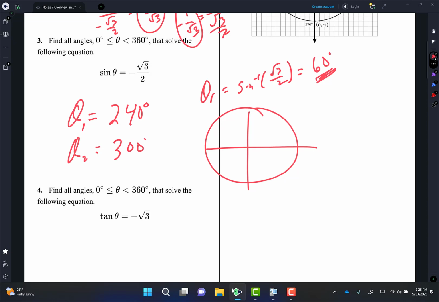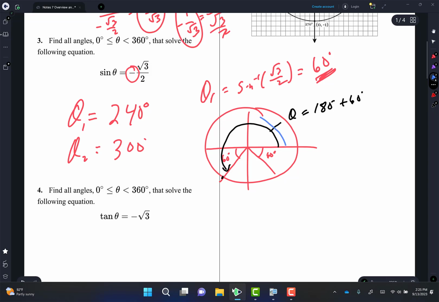I told you where's arc sine 60 degrees? Arc sine square root of 3 over 2. Where is sine square root of 3 over 2? And you told me 60 degrees. And then I told you where is sine negative? And you told me quadrant 3 and quadrant 4. So this is my reference angle. So that means I'm going to go 60 degrees like this and 60 degrees like this. So if I'm in quadrant 3, this angle here has to be 180 plus 60. See? And this angle here in sky blue, well, this is only 60 degrees away from one revolution. So 360 minus 60.